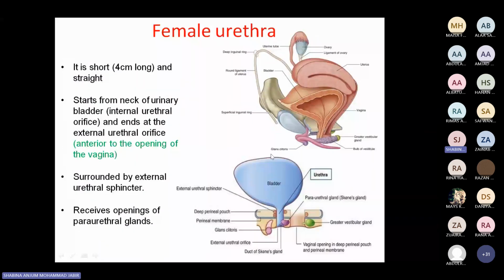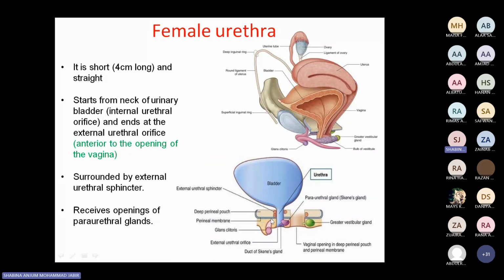In female, the urethra is about 4 centimeter. In the same way, it will start from the neck of the urinary bladder and end at the external urethral orifice here. It has the external urethral sphincter. It will receive the openings of the paraurethral glands.